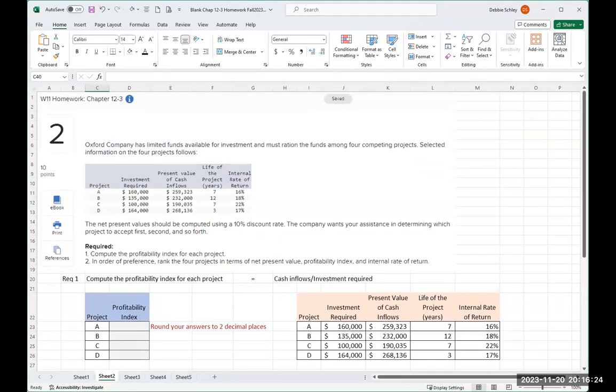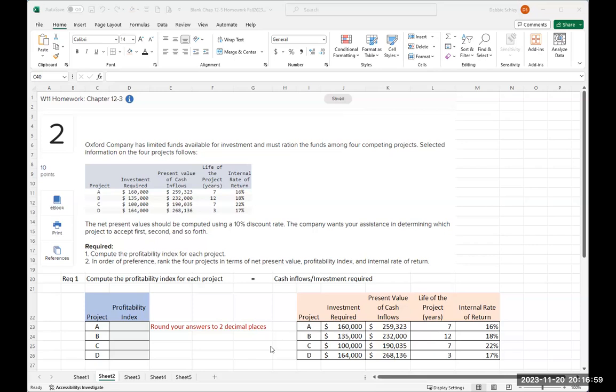Okay, question 2. This one gets a little tricky, but we can do this. Oxford Company has limited funds available for investment and must ration the funds among 4 competing projects. Selected information on the 4 projects as follows. So it gives me all this data. And so I just took and I typed in all of those numbers here so that I can reference them. And I triple checked them so that I made sure I didn't make any typos, because if I make a typo, my answers are going to be wrong.